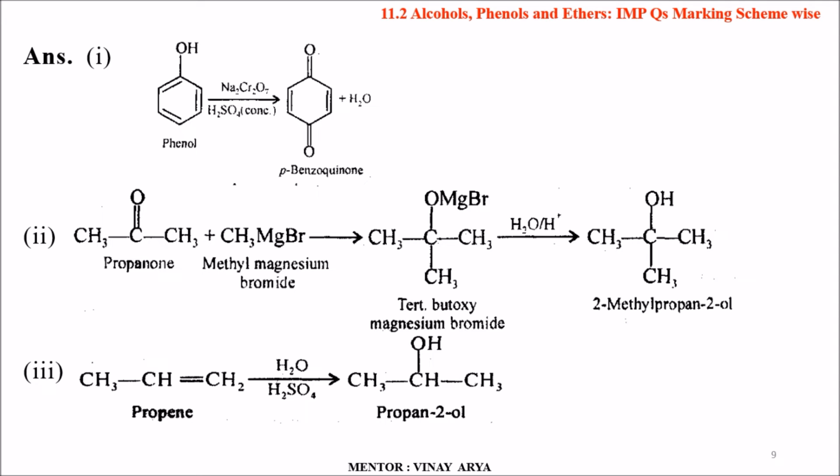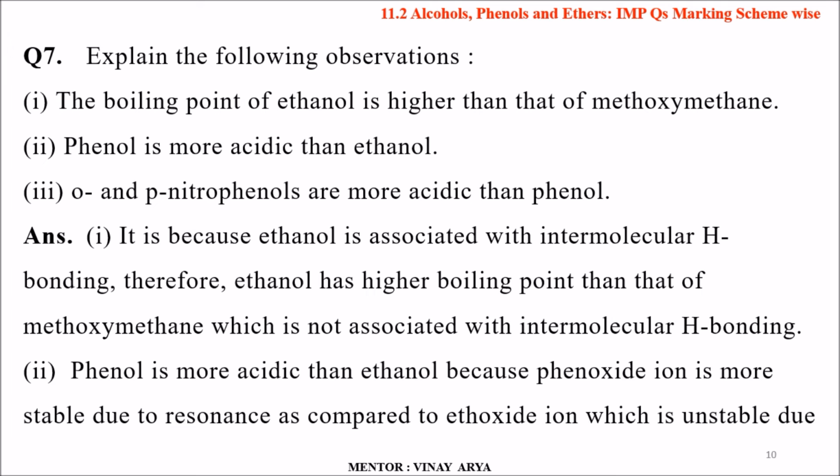(CH3)3C-OMgBr, that is tertiary butoxy magnesium bromide. When this tertiary butoxy magnesium bromide is made to react with water in presence of acid, it forms (CH3)3COH, that is 2-methyl propane 2-ol. Third part, propene CH3CH=CH2 when made to react with water in presence of sulfuric acid gives CH3CH(OH)CH3, that is propane 2-ol.